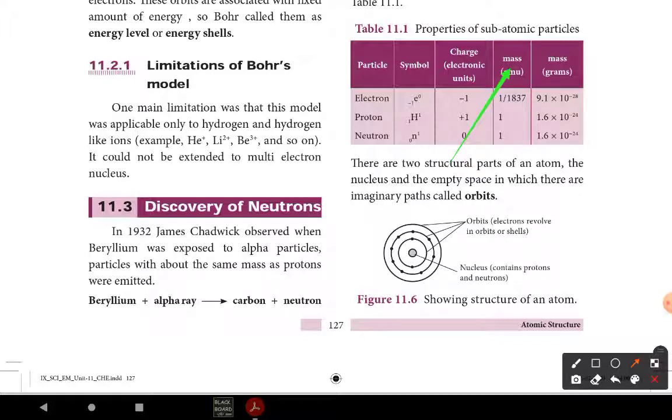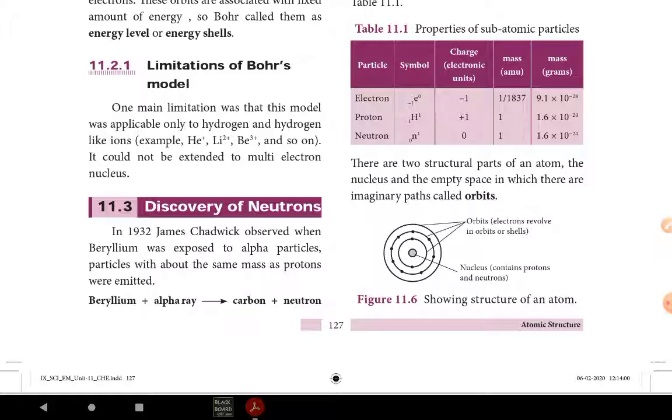So, 1/1837 parts. That's the mass of the electron. For the proton it is 1 atomic unit, and for the neutron it is 1 atomic unit. And then you have the mass in grams, which is given, so have a look at that also. Electron: 9.1 into 10 to the power of minus 28 grams. Then proton 1.6 into 10 to the power of minus 24 grams. And neutron 1.6 into 10 to the power of minus 24.